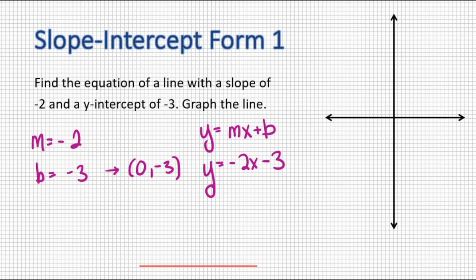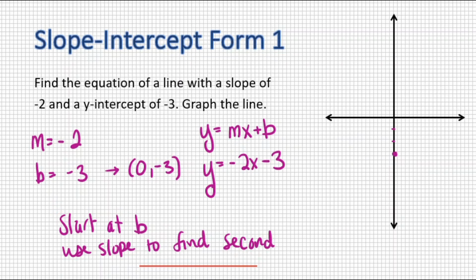How do we graph it? Always start at b. So start at your y-intercept, that's -3. I'm going to put it right here. And then use the slope to find a second point. You could use a table of values if you wanted to, but it's not necessary. Looking at the slope, it tells me the slope is -2, which means -2/1. If the slope is negative, I go down 2. And if it's a whole number, that means over 1. So there's my second point right here.